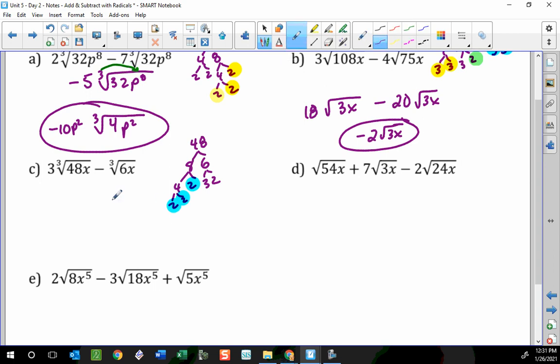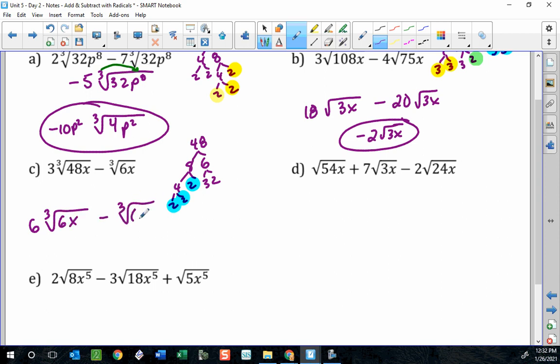So I'm bringing out a 2 times 3, that's 6. I can't bring out any x's, so I'm just going to write my cube root back. And notice there's a 3 and a 2 left over, so that's also a 6 with an x. And then over here, I have cube root of 6x. So remember that this is considered to be a 1. So I have 6 minus 1, which is 5. So I have 5 of these cube roots of 6x.